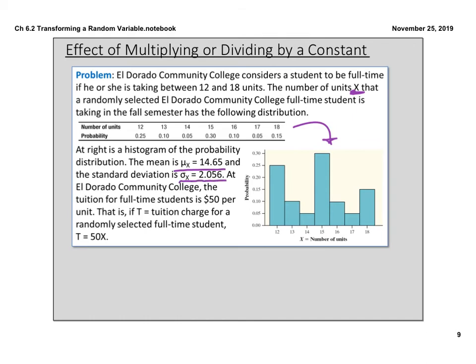At El Dorado Community College, the tuition for a full-time student is $50 per unit. Wouldn't you like to go there?